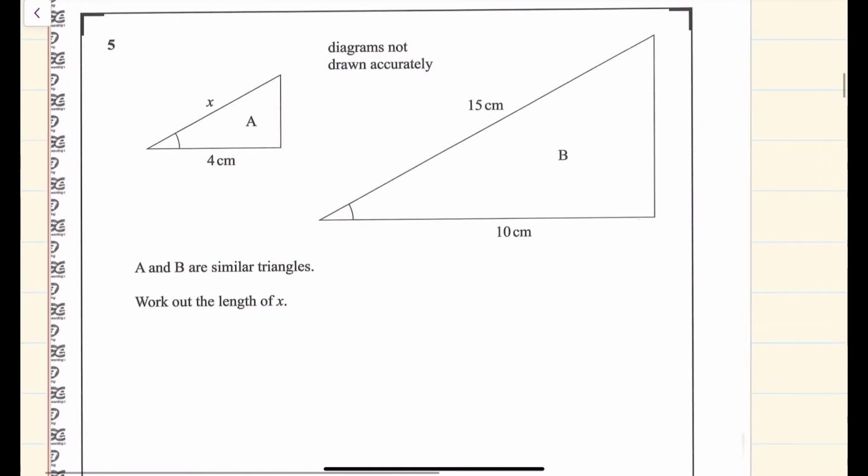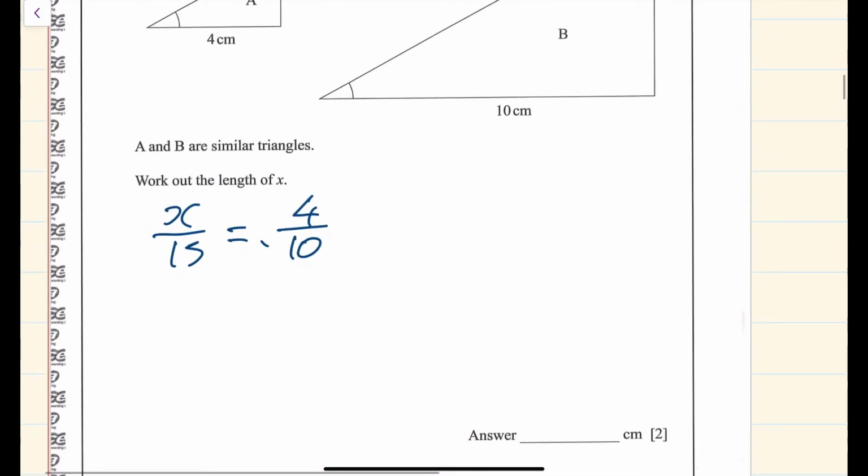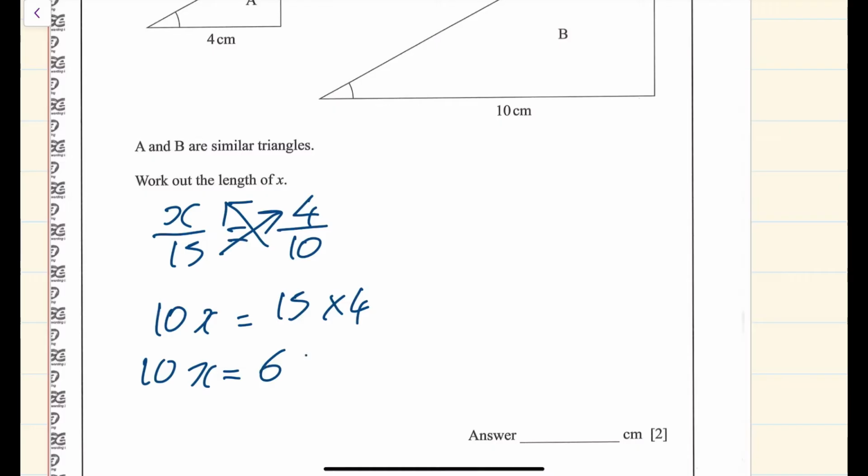Okay, this is a similar triangles question. So it says A and B are similar triangles, work out X. So X is on the small triangle, its corresponding side is 15. Another side in the small triangle is 4, and its corresponding side is 10. So let's just cross multiply here. You'll have 10x is equal to 15 times 4. 10x is equal to 60.